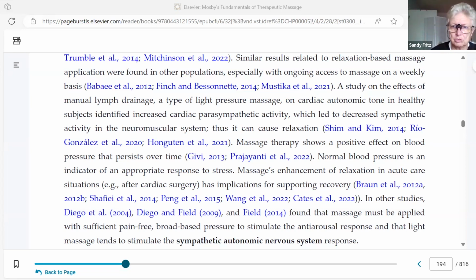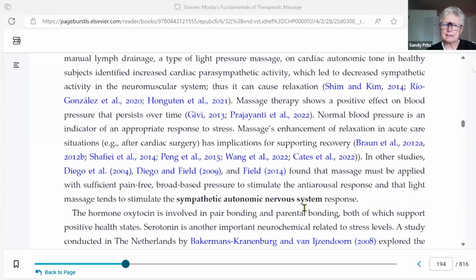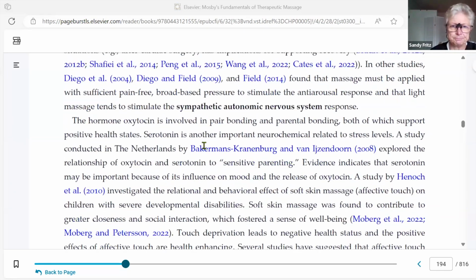Or you get a string like this, supporting relaxation in acute care situations, supporting recovery through palliative care, that has a long string of support that has been consistent over time.